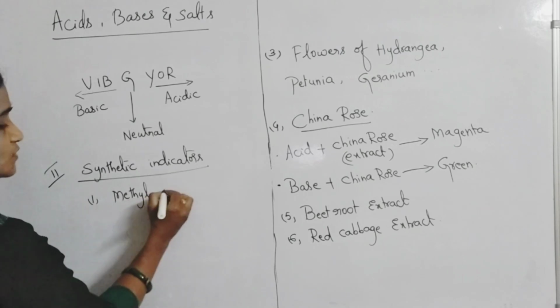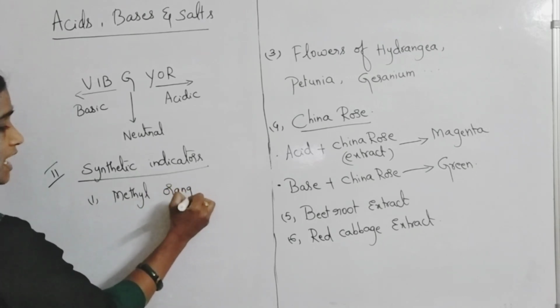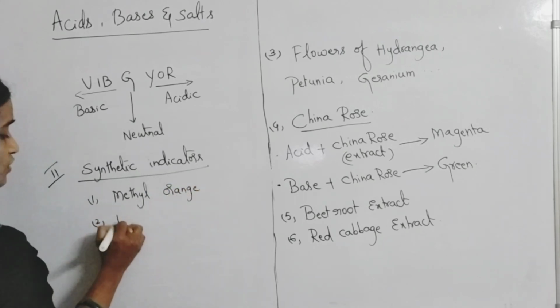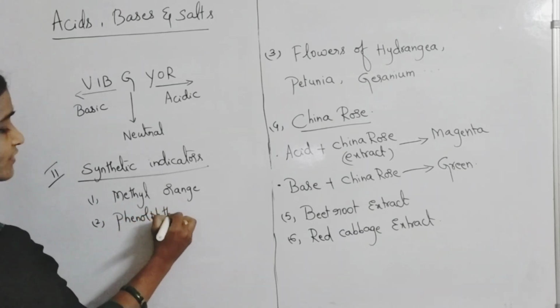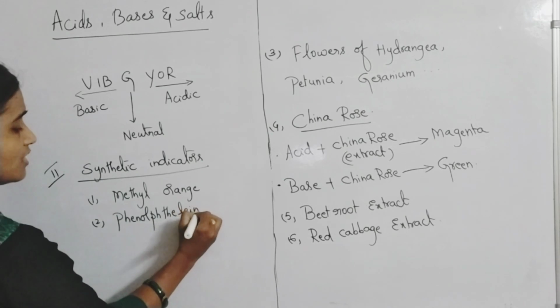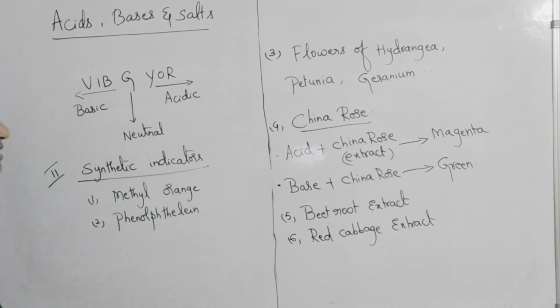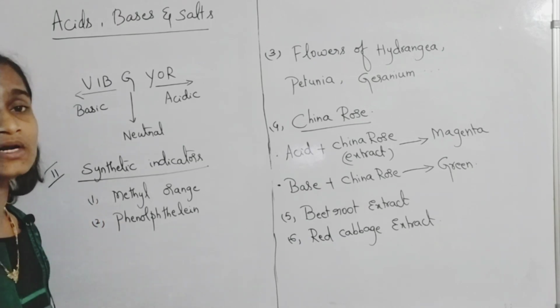The first one is what? Methyl orange. And the second one is phenolphthalein. Okay, now methyl orange and phenolphthalein. These two are what? Synthetic indicators. Okay, so you have learnt about these two also in your lower classes.